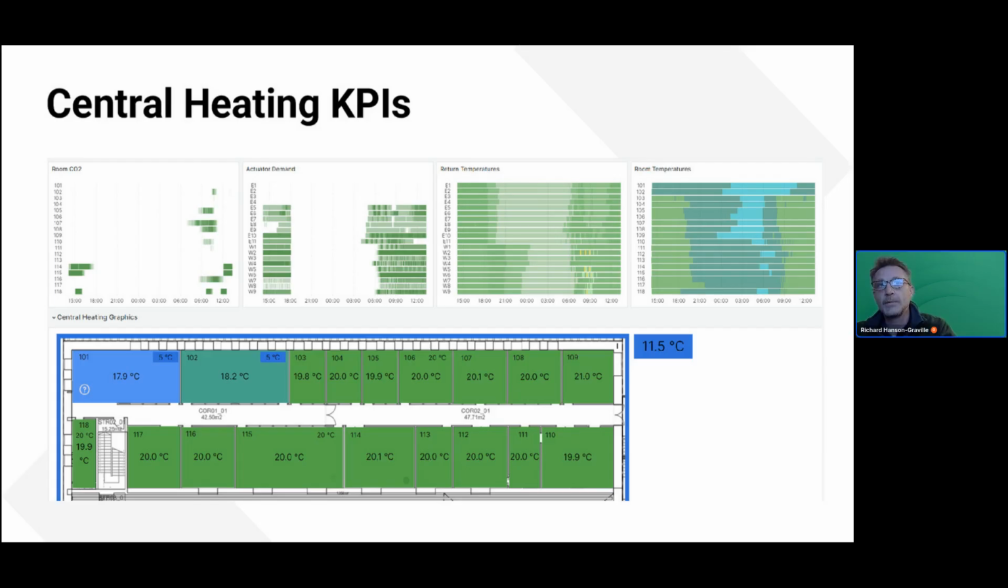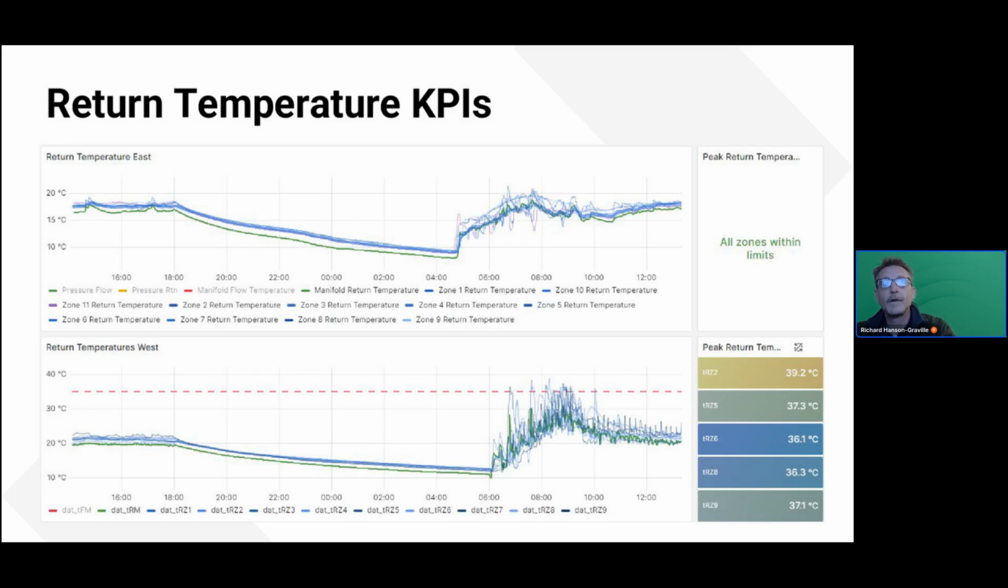Central heating KPIs. So this is operation of 19 zones of heating. The point being, it was manifold control. The point being to achieve accurate room temperature and low return temperatures. Again, KPIs on return temperatures, the same site. I think on this site we're now down to delta T temperatures of around 19 degrees C. So it's a very performant system driven really by having visibility on KPIs.